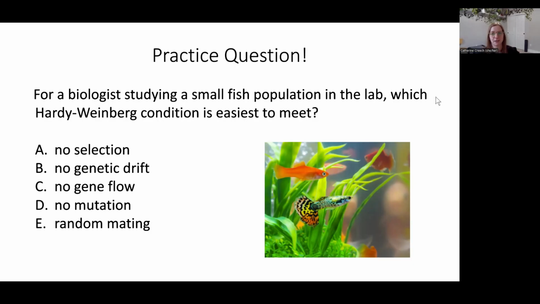it and answer yourself. The first question I have is, for a biologist studying a small fish population in a lab, which Hardy-Weinberg condition is easiest to meet? C, no gene flow. What is gene flow? Immigration and emigration, and your fish are in a fish tank. So you can control who goes in and who goes out.